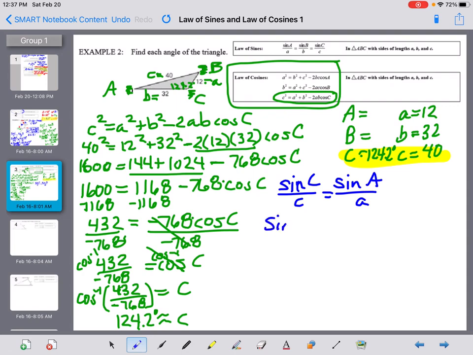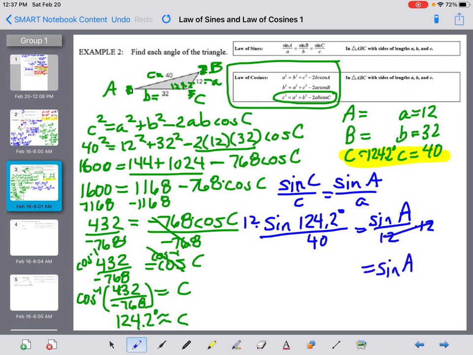All right, so sine. My angle C I just found was 124.2. Side c is 40. My angle A, I don't know. I leave that A. And side a is 12. Okay. I need to get A by itself. I have a sine and I have a divide by 12. I don't want to divide by 12, so I'm going to multiply both sides by 12 to get this away. And I get sine A is going to be 12 times the sine of 124.2 degrees over 40. You could have cross-multiplied. You end up having to divide back out by that 40, so I tend to just kind of skip that. But anyway, our job is to get A by itself.